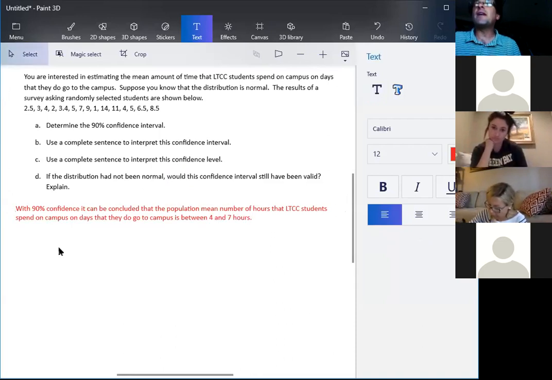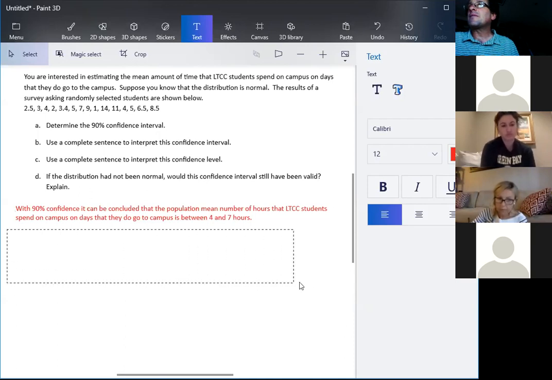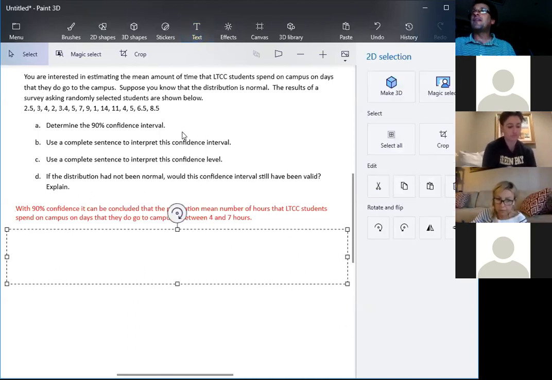Any questions on that? Okay, I just want to highlight and note population mean. If that's not there, I take off points. Got it? Okay, it's not about the sample, it's about the population, this confidence interval. Okay, let's interpret the confidence level very similar to the proportion one, except it won't have the word proportion or percent.